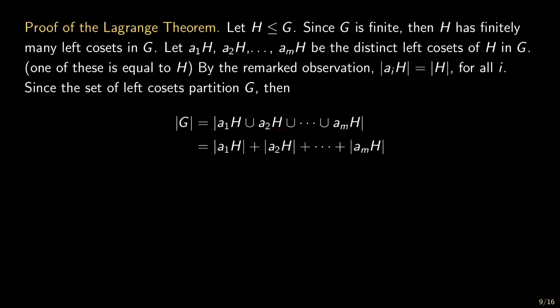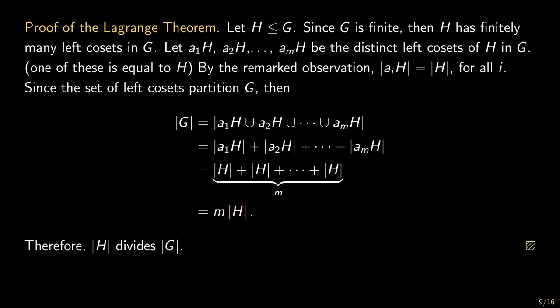So, the number of elements in the union is just the sum of the number of elements in each of the classes. Lahat sila kasing dami ng H. H yan. Ilan yan? M. Hence, this is the same as M times the order of H. So, therefore, the order of H must divide the order of G. Ganun lang kadali. Kasi nga, meron na tayong tool, yung mga cosets.